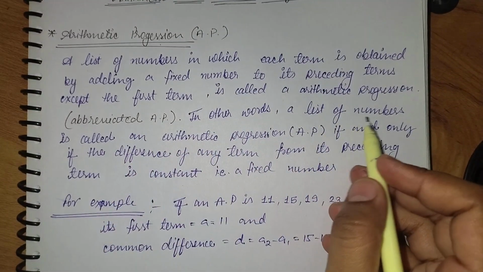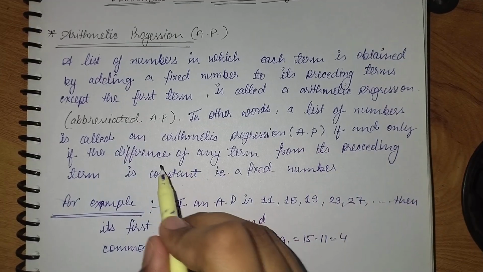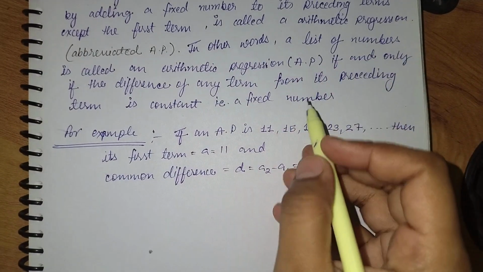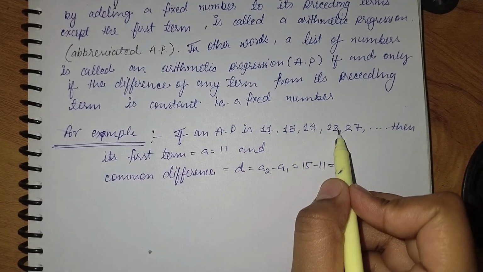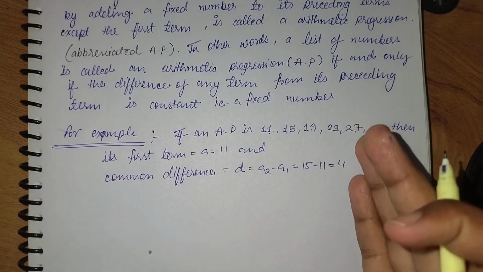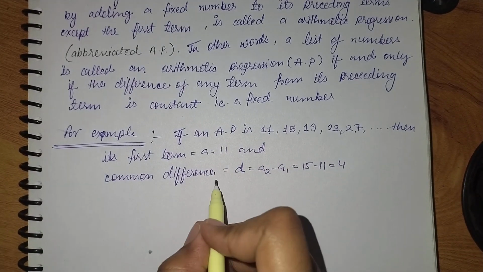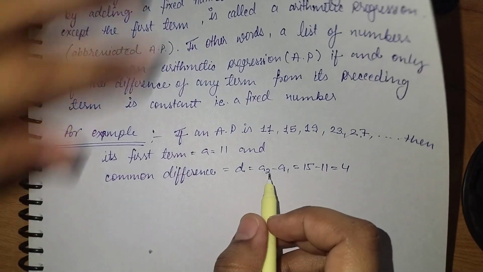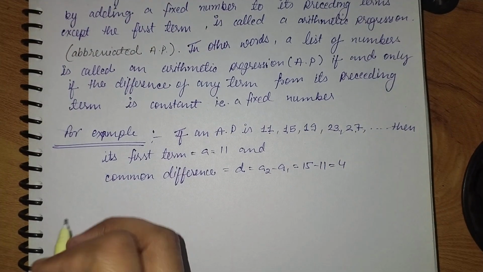In other words, a list of numbers is called an arithmetic progression if and only if the difference of any term from its preceding term is constant, that is, a fixed number. For example, take an AP: 11, 15, 19, 23, 27. Its first term we write as 11 and the common difference will be A2 minus A1. So that will become 15 minus 11, which is equal to 4.